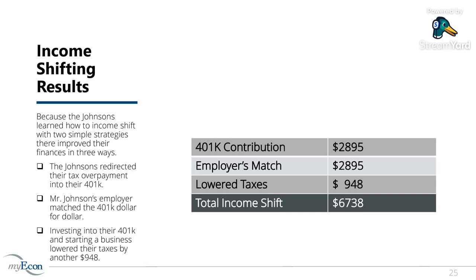Boom. Now, investing into the 401k and starting a business lowered their taxes by another $948. You see, it's how you work with what you already have. Okay. Now, when you understand these steps, it's stuff that you can do very easily to adjust and to participate in income shifting so that you can get yourself to a better position and have more cash flow. So then you can do what? Pay down debt, pay down expenses, pay on your credit so that it becomes better. Now your cash flow is increasing, right?